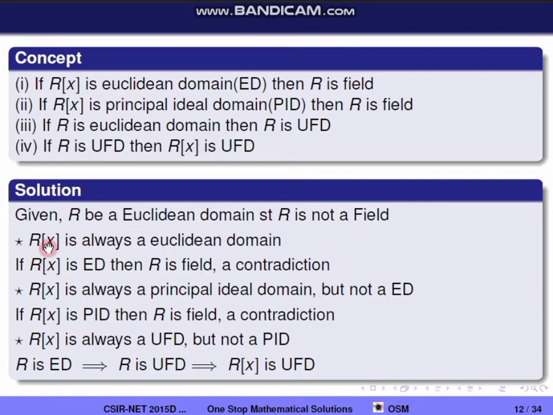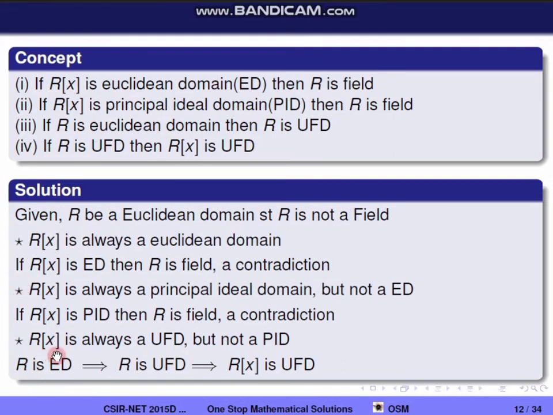First option, R[x] is always a Euclidean domain. Suppose R[x] is Euclidean domain, then R is field, which is contradiction to the given hypothesis. So R[x] is not a Euclidean domain. So first option is wrong. Second option, R[x] is always a principal ideal domain but not a Euclidean domain. Suppose R[x] is PID, then R is a field, which is contradiction to the given hypothesis. So R[x] is not a principal ideal domain. So second option is wrong.